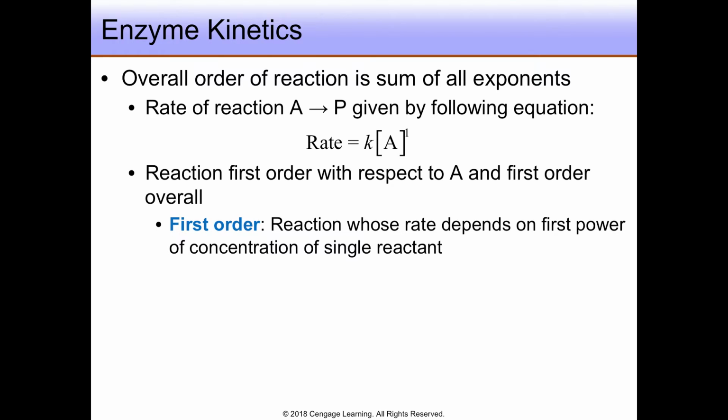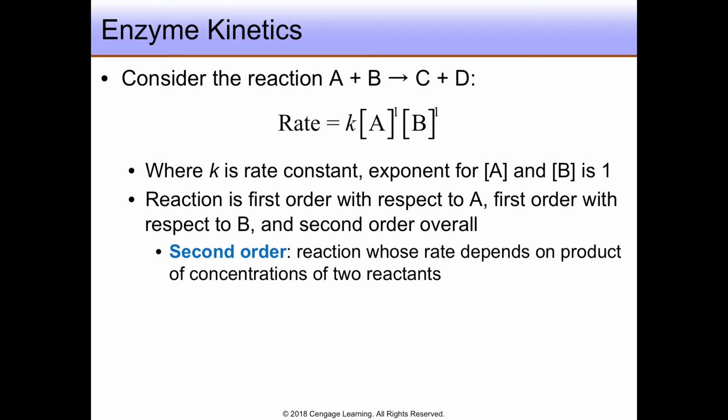We say that the reaction is first order with respect to A and first order overall, since there is only the one exponent. First order rate constants are those that depend on the first power of the concentration of a single reactant. Now let's consider a more complex reaction involving two reactants and two products.